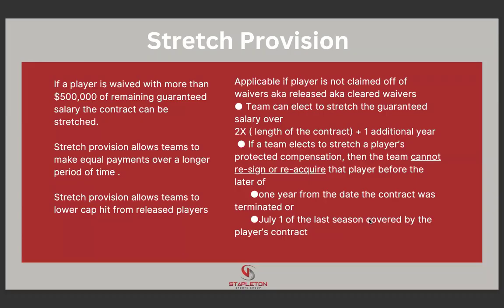In our last example, we saw about $2.8 million freed up. That can sign a minimum player, a minimum player with a lot of experience, to bring onto that team. All right. So if the player is not claimed off waivers, aka released, aka clears waivers, then the team can elect to stretch the guaranteed amount. We just talked about that.